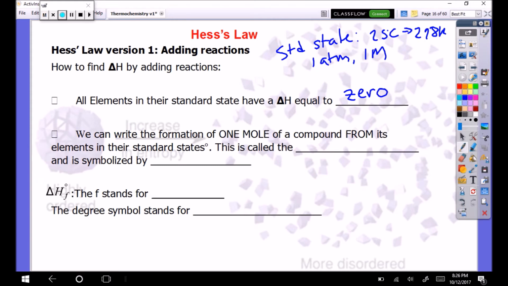So in a standard state, it is 0. If you saw something like a diatomic gas, like O2, the delta H value that you would see would be 0, because we know O2 is a diatomic and it exists naturally as a gas. That's its standard state.